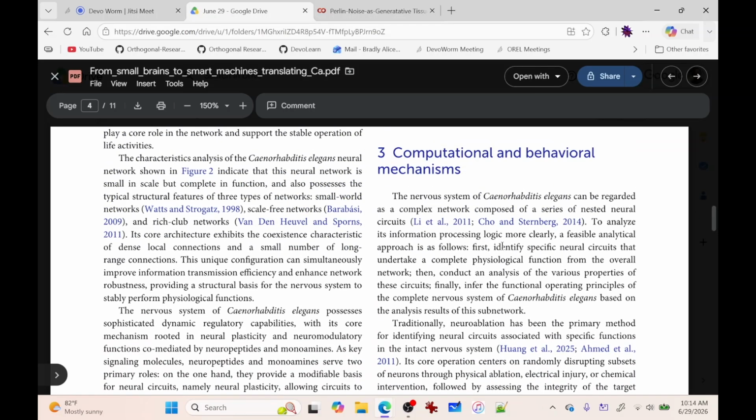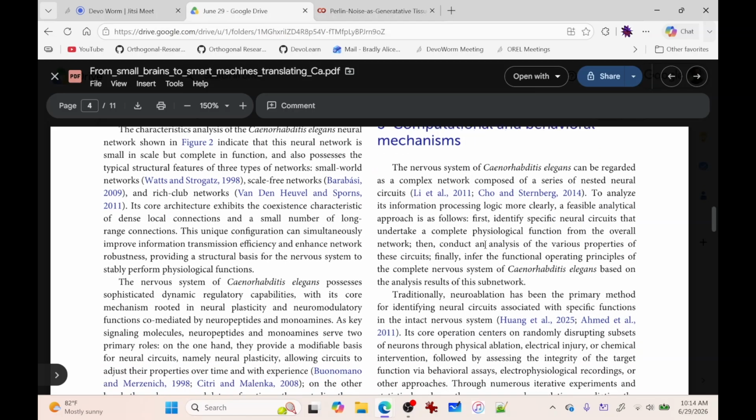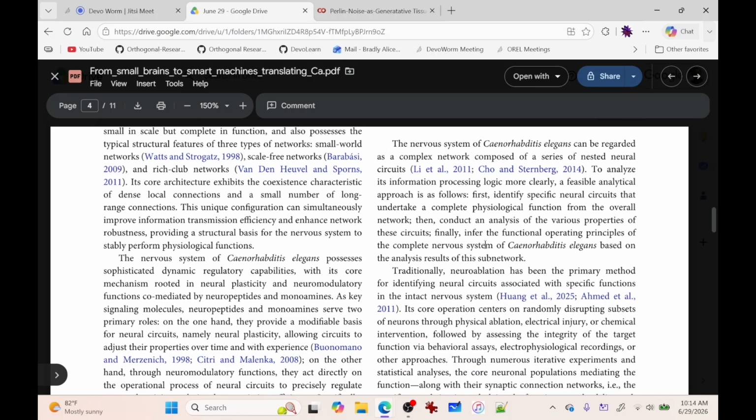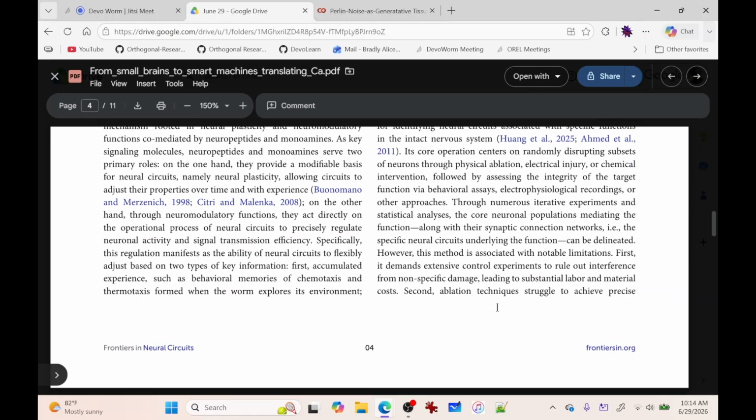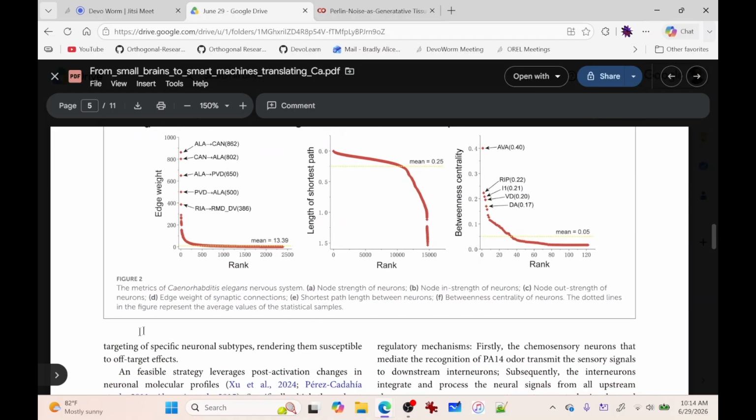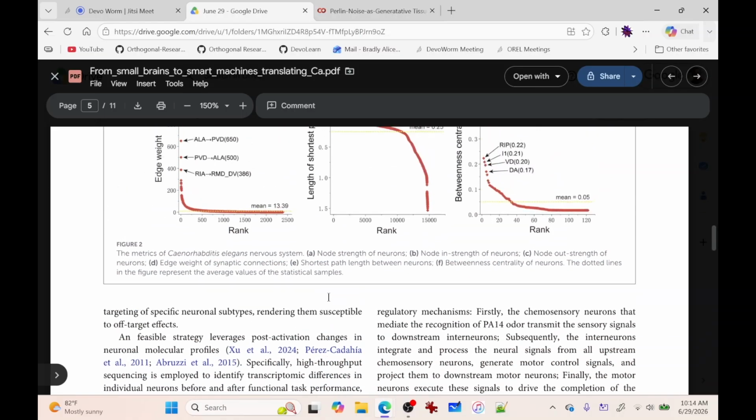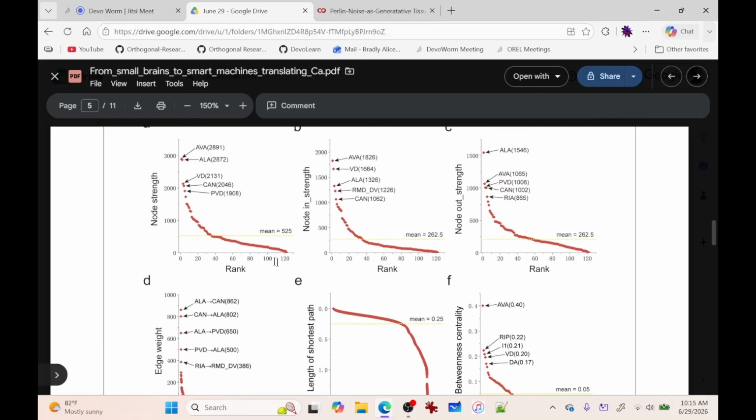Now thinking about the nervous system being a complex network composed of a series of nested neural circuits. And that means that there's this information processing logic that we actually saw in the last paper, where they were doing these tests on different types of circuitries and different types of logic gates. And then this is a nice figure that shows the metrics of the nervous system in terms of edge weights and node strengths, and then this rank order analysis, where you see this sort of power law distribution, where you have some cells that have a high node in strength, a high node out strength, and a high overall strength.